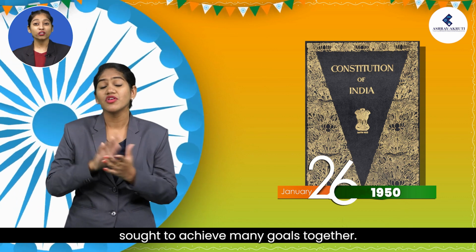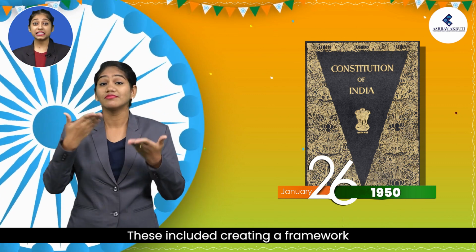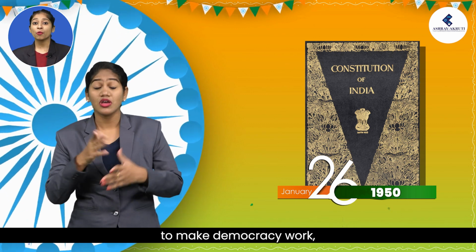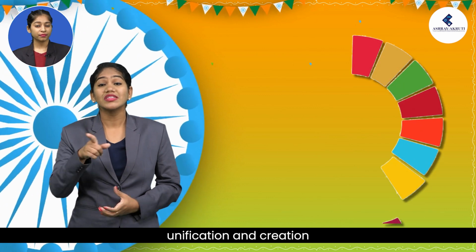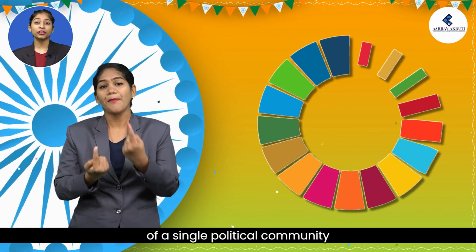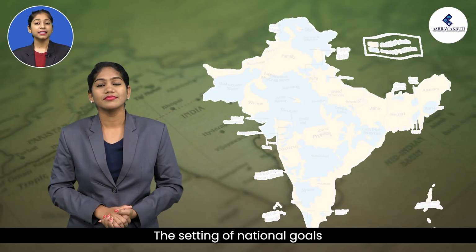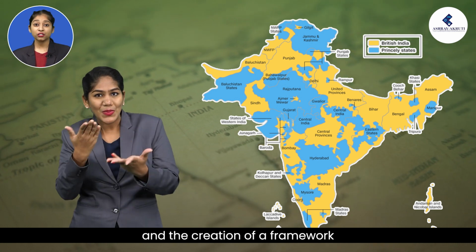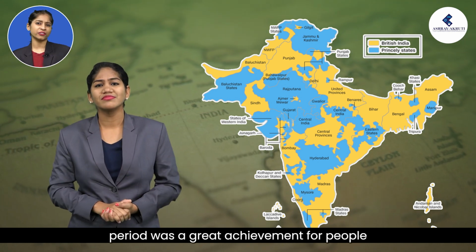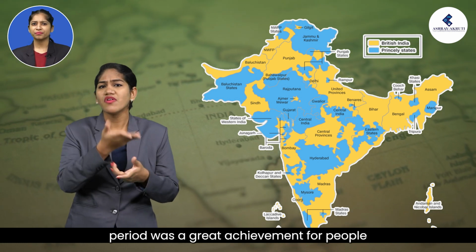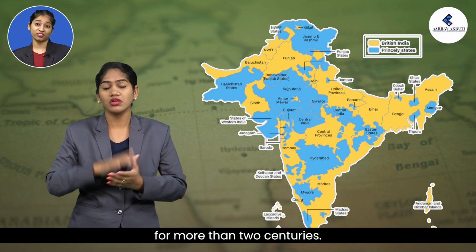The Constitution sought to achieve many goals together. These included creating a framework to make democracy work, unification and creation of a single political community, and bringing social and economic changes. The setting of national goals and the creation of a framework for the Indian Constitution in a short period was a great achievement for people who had previously been ruled by a foreign power for more than 2 centuries.